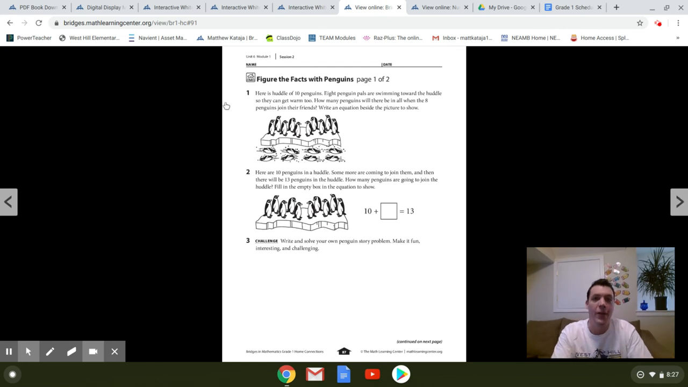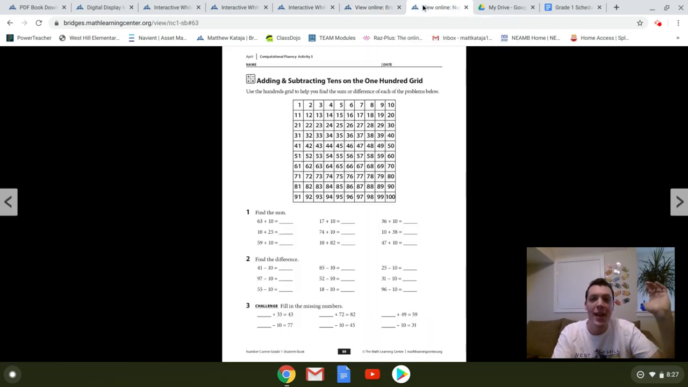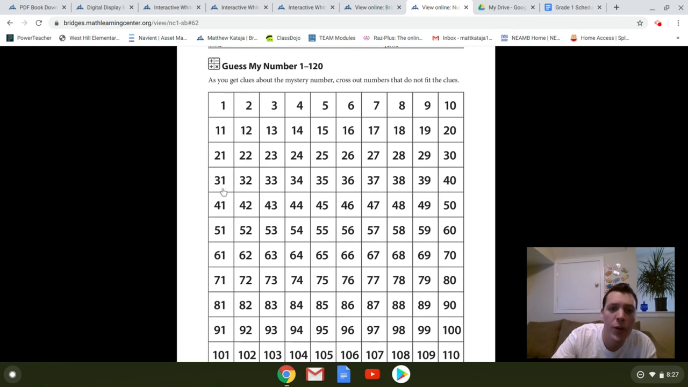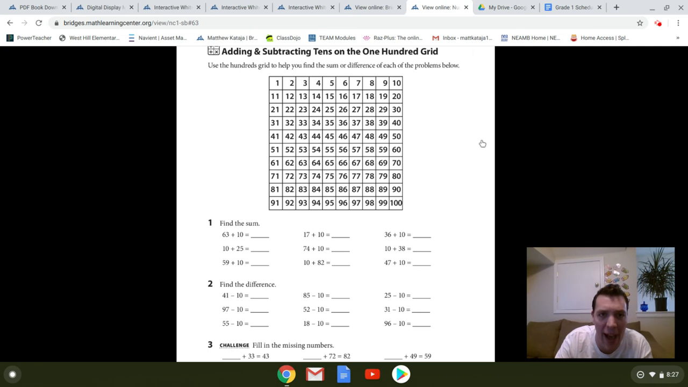Now, that's not what you're doing next. You have this page as well. Here's our hundreds grid. And when we use a hundreds grid, we can go up and down. And when you go up and down, you're really going 10. So notice the patterns on your hundreds grid. And they really want you to be thinking about tens. So you find the sum. Start at the 63. So I hope you can kind of see my cursor. I would color in the 63.